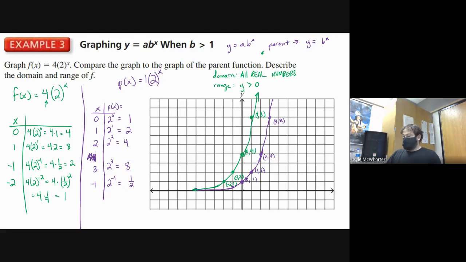When x is 0, the parent graph was only 1 unit high, but our green graph was 4 units high. When x was 1, the purple graph was 2 units high. The green graph was 8 units high, 4 times higher. So the number right here, a, tells you a couple things. It tells you the y-intercept, and it tells you how many times taller than the parent graph our new graph is. So it's a vertical stretch by a factor of 4.